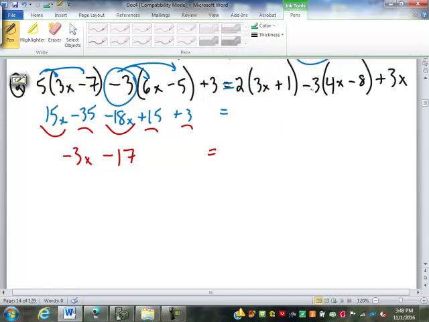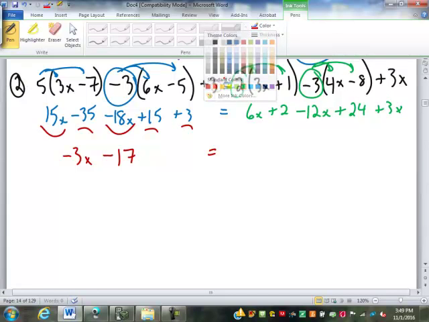On the right side, we have our parentheses. First one is times 2. 2 times 3x is 6x. 2 times 1 is 2. Next, we're multiplying by a negative 3 again. Negative 3 times 4x, negative 12x. Negative 3 times negative 8, positive 24. And then we got the plus 3x.